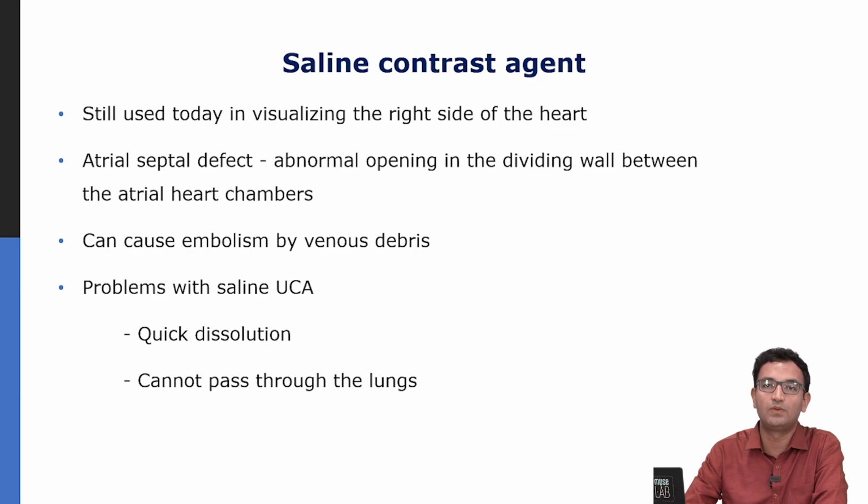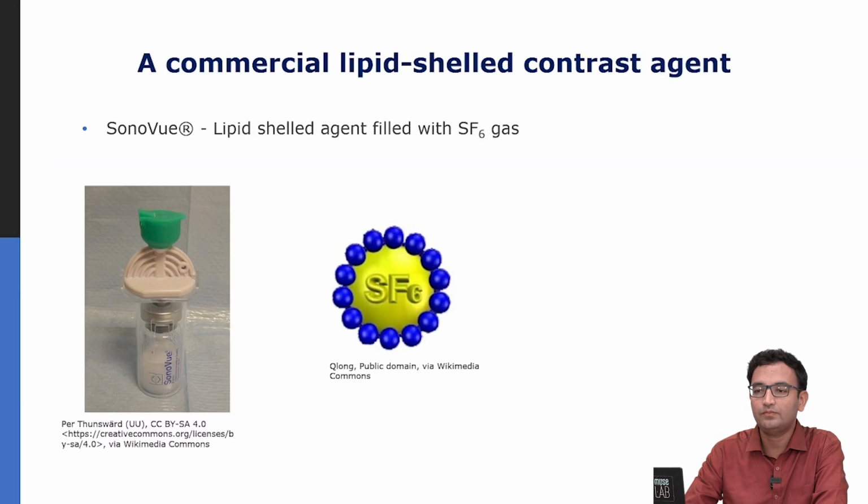It dissolves very quickly, and it also cannot pass through the circulation of the lungs. Therefore, there was a need to develop a new generation of contrast agent which was more stable so that it could be used for other vascular organs. So, here is an example of a commercial lipid shell contrast agent. That is where a shell comes into the picture to stabilize the contrast agent, and this example is called SonoView.